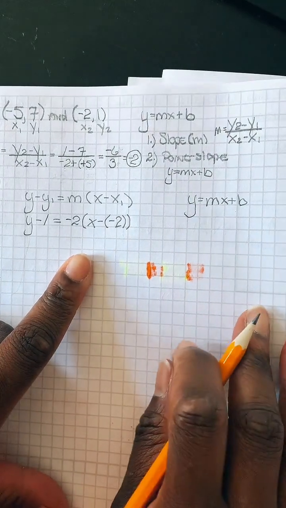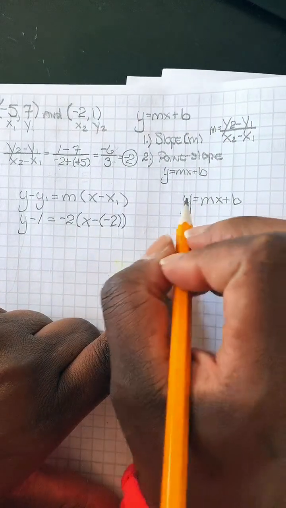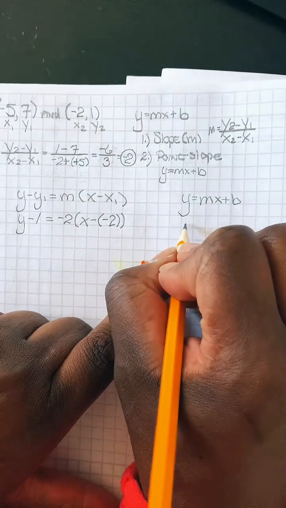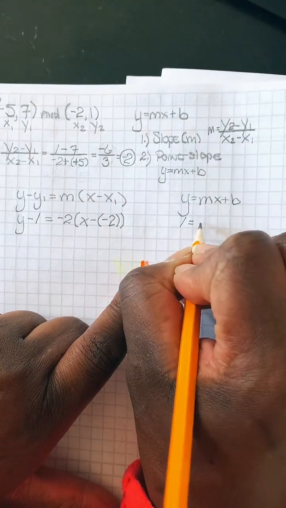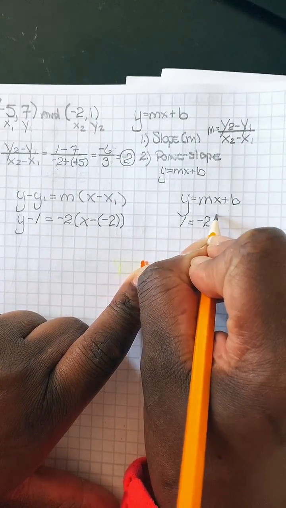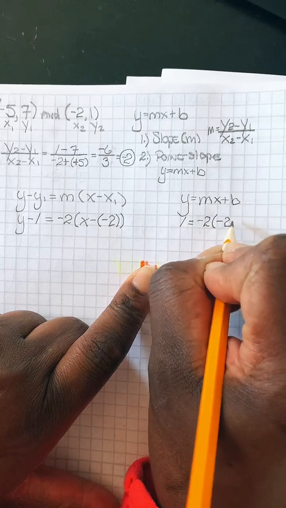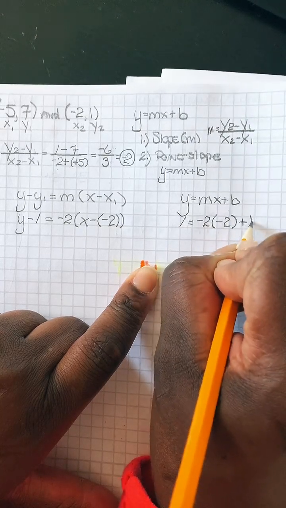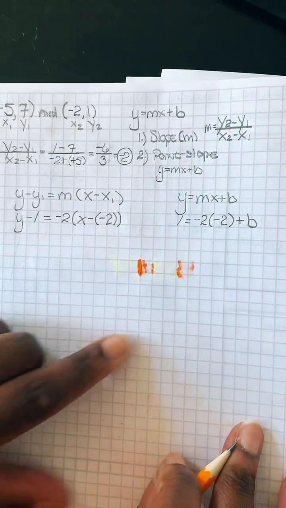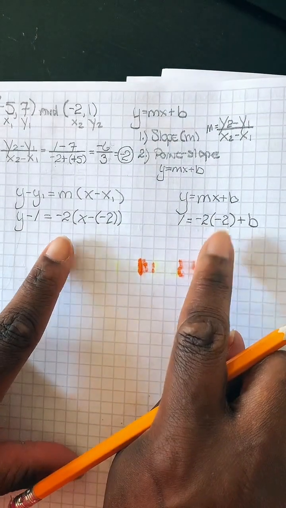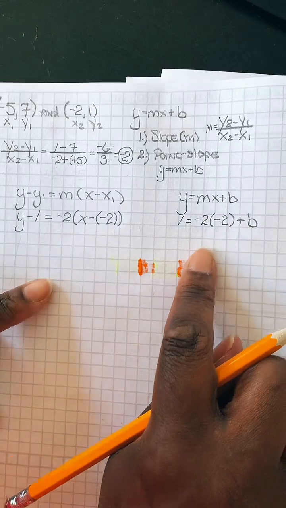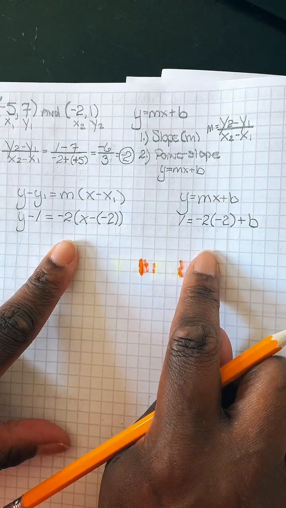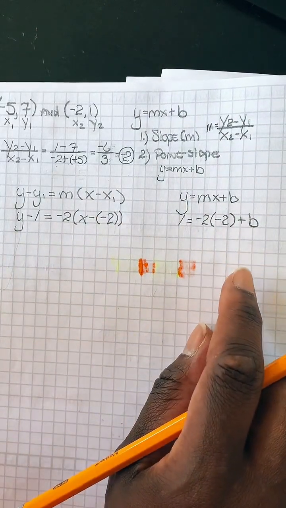I can either do it this way, or if you're picking 1, negative 2, my 1 is the y, my negative 2 is the slope, negative 2 is the x, plus b. So these are 2 separate ways. You just pick one way. I'm just putting both down because I don't know who picked what. All right?